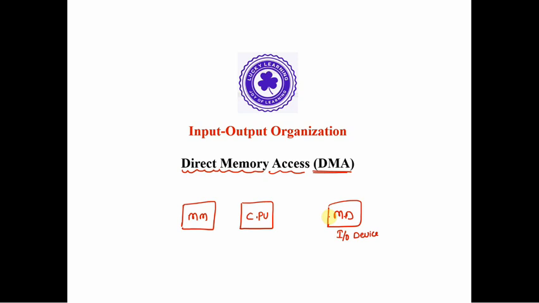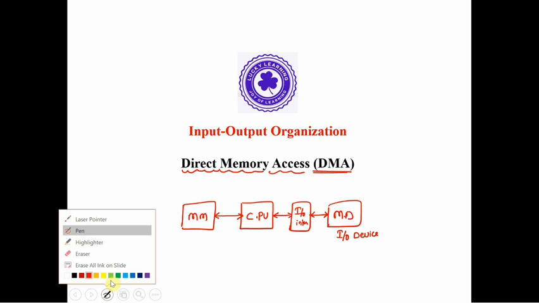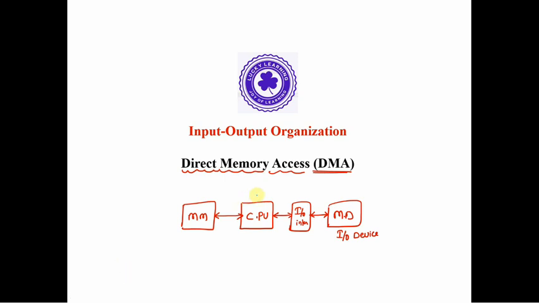Now data is to be transferred from this IO device to the CPU through the IO interface. It is transferred from the magnetic disk to the IO interface to the CPU. Then once it reaches the CPU, it has to go from the CPU to main memory, or from main memory to the CPU. It means to transfer the data between main memory and IO devices, we have an intervention of the CPU.